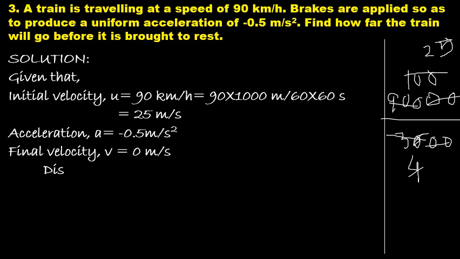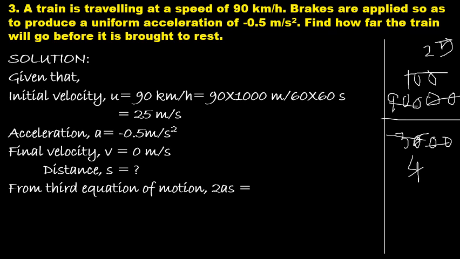Then the next given quantity is acceleration. In the question, it has been given minus 0.5 meter per second square. So we have to take the negative sign also. Then final velocity is 0 because train is brought to rest. So we have to take the final velocity as 0. Keep this in mind. Please read the question carefully.